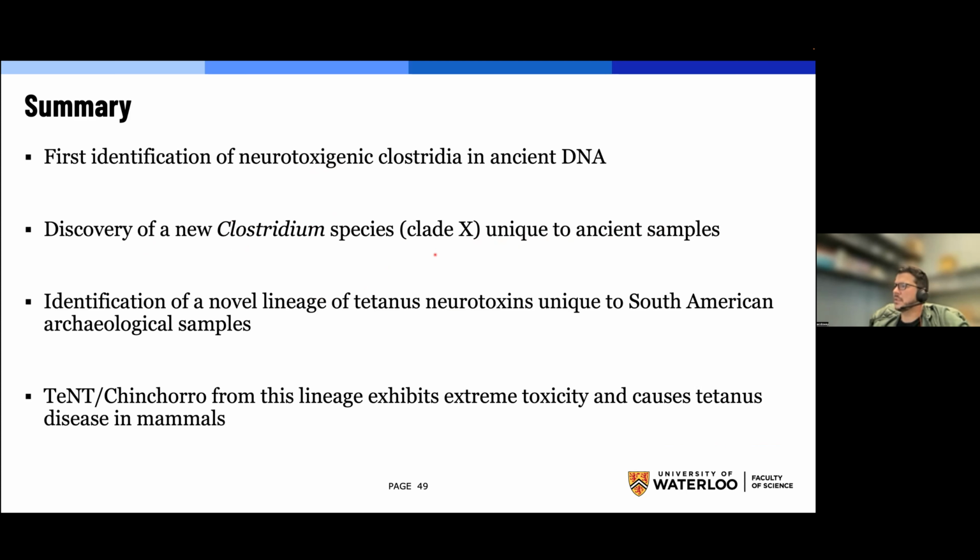We've also identified novel variants of tetanus neurotoxin. The one that I showed you seems to be unique to these ancient South American archaeological samples, and we've studied one of those experimentally. That's the tetanus neurotoxin from Chinchorro, which really appears to function just like the modern reference wild type toxin, and it exhibits extreme toxicity and also appears to cause tetanus disease in mice.